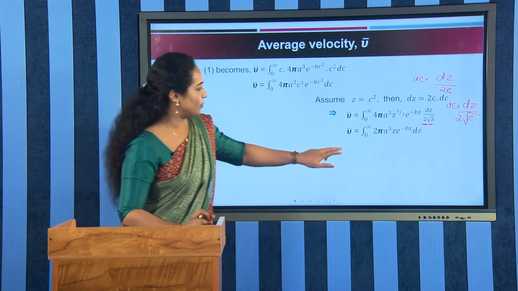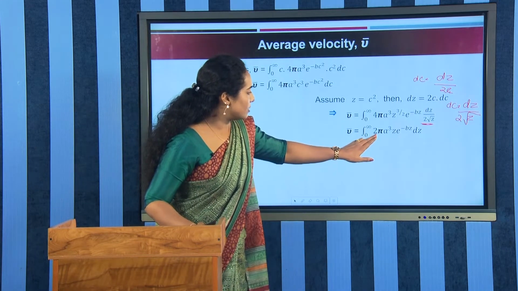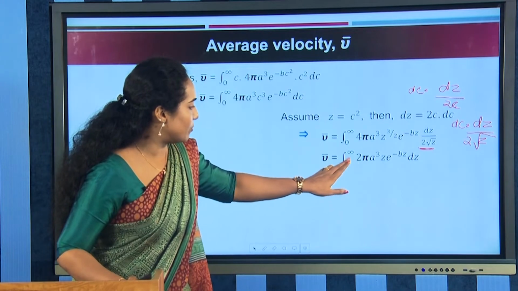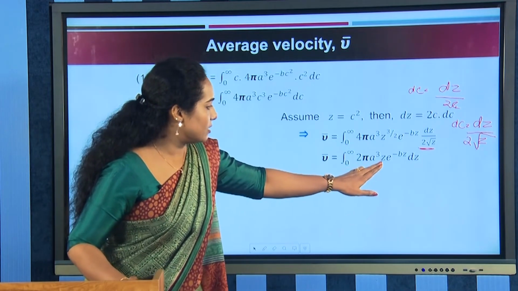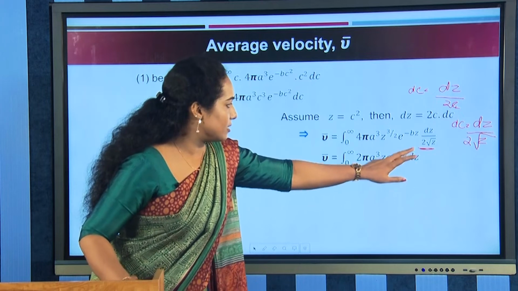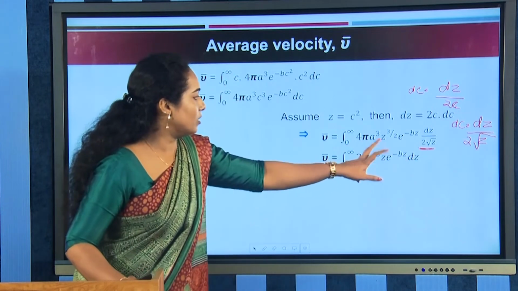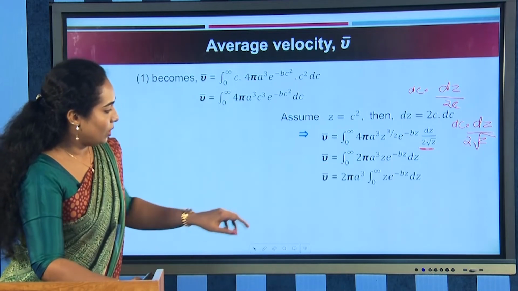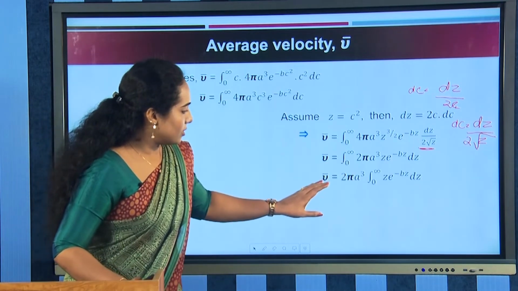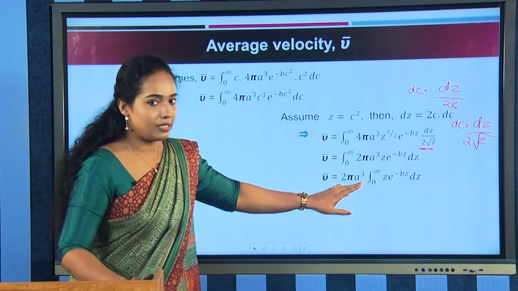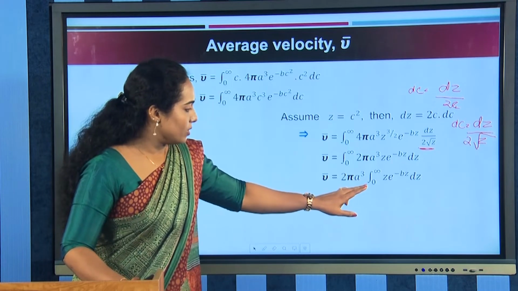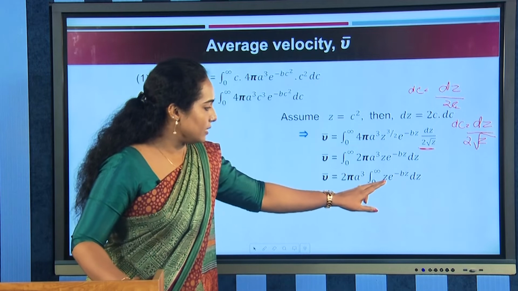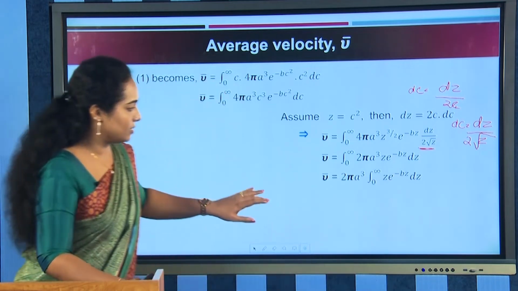And in the next step, we are resolving, and we can write the equation as integral 0 to infinity 2 pi a cube z e raised to minus z dz. That means we are cancelling off terms like 4 by 2, and we are getting 2 over here. Okay. And taking the constant outside of the integration part, we can write it as 2 pi a cube integral 0 to infinity z e raised to minus bz dz.